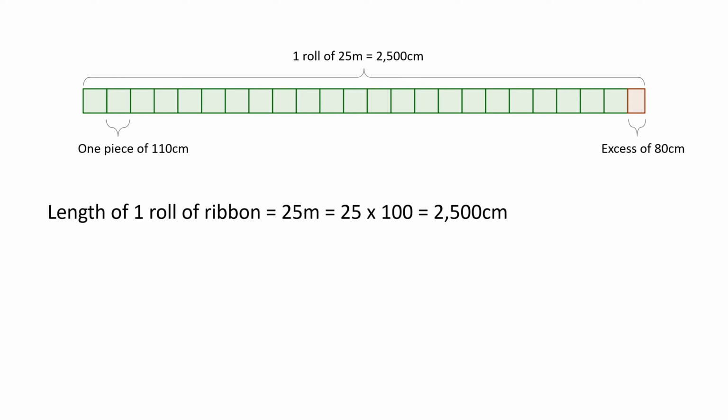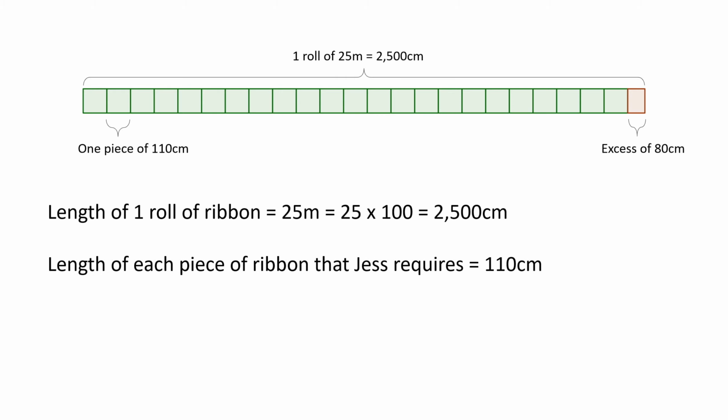So the length of one roll of ribbon is 25 meters, and 25 meters is equivalent to 2,500 centimeters. We also know that the length of each piece of ribbon that Jess requires is 110 cm. From the block diagram above, you can see that the total length of one row is equal to 2,500 cm or 25 meters. Each piece, which is represented by this square, is 110 centimeters.